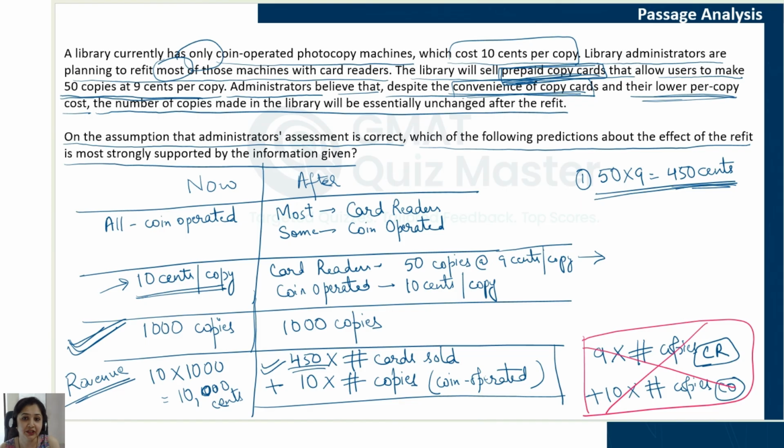You don't have to judge why would someone pay 450 cents for 10 copies, or whether it is a wise decision or not. You don't have to judge that. You can only infer that anyone who is purchasing the card, irrespective of how many copies they are taking till 50, will be paying 450 cents. And additionally, anyone who is using the coin operated machine will pay 10 cents per copy. So, with this understanding, let's move to error analysis.